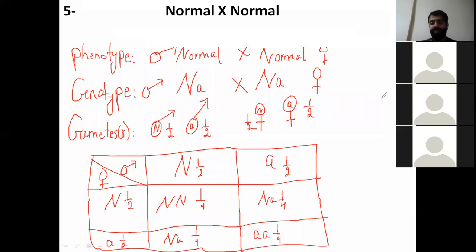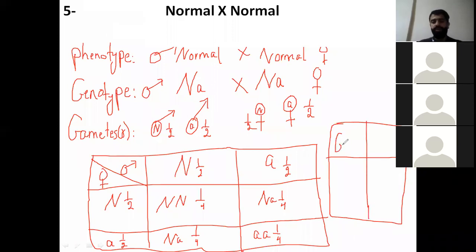To move to the table of results, we have to write genotype and phenotype. Sure, all of them should be drawn using a pencil and a ruler. So genotype and phenotype. For genotype, we have NN, we don't have other than this NN, it's 1/4. While NA, we have two. This is NA and this is NA. So NA is 2/4, which means it's 1/2, half. And finally, we have AA, it's 1/4.